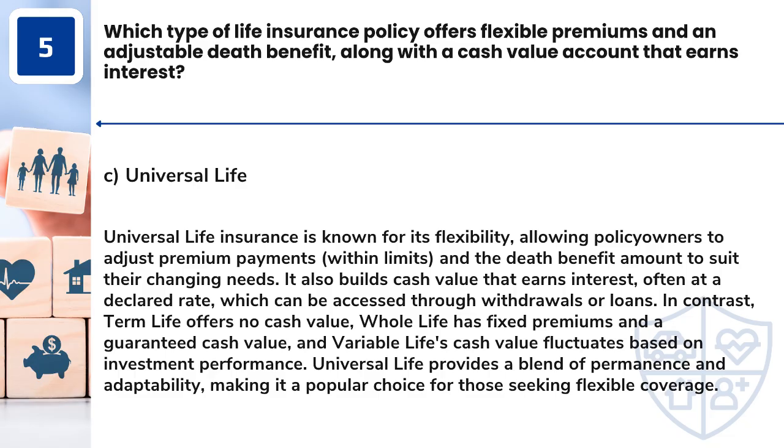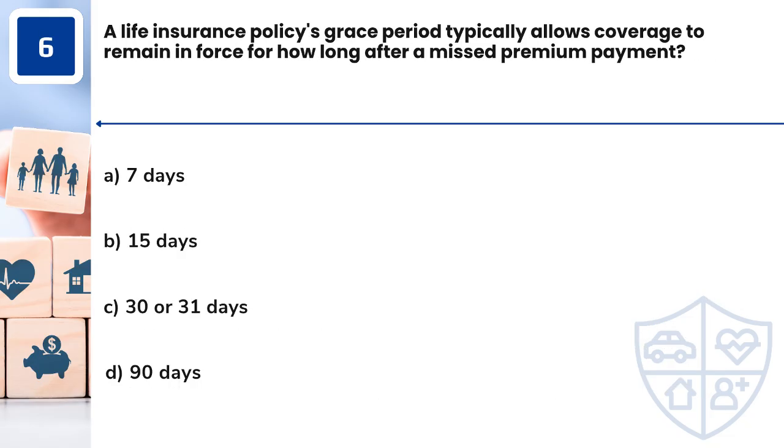Universal life provides a blend of permanence and adaptability, making it a popular choice for those seeking flexible coverage. Question 6. A life insurance policy's grace period typically allows coverage to remain in force for how long after a missed premium payment? A. 7 days. B. 15 days. C. 30 or 31 days. D. 90 days.